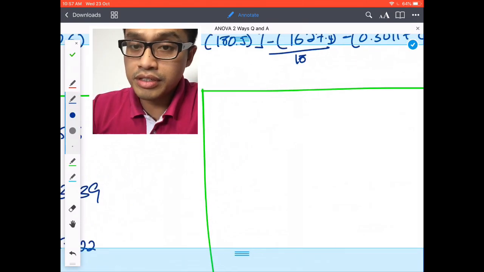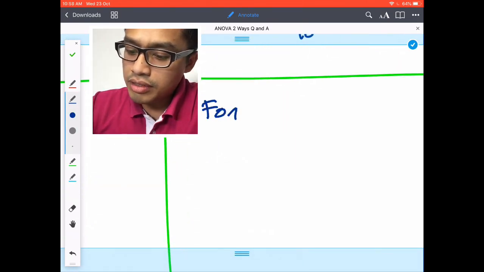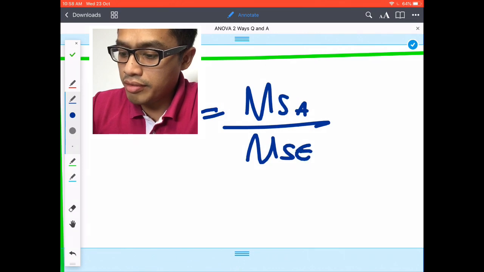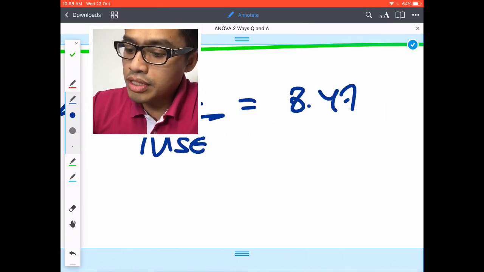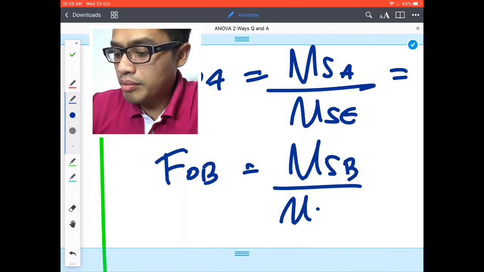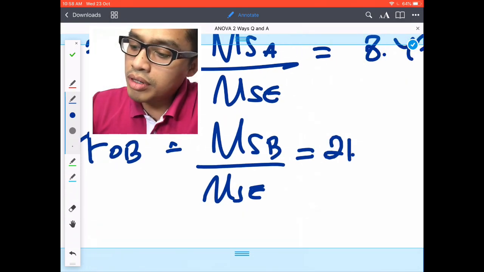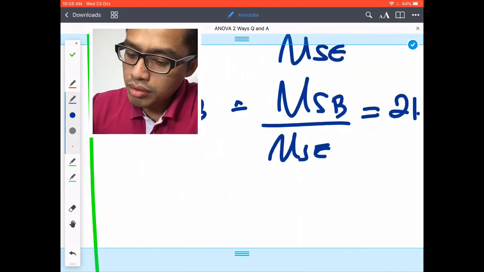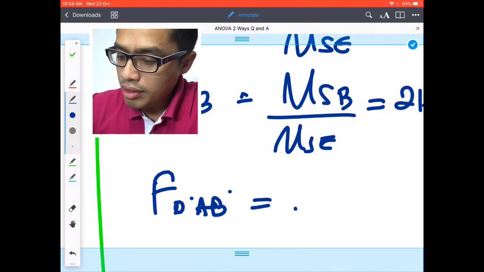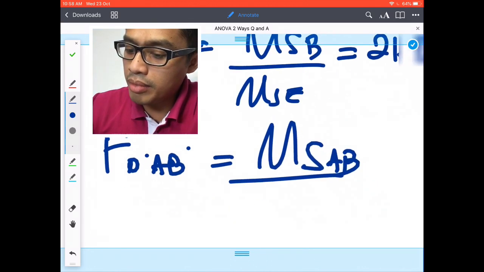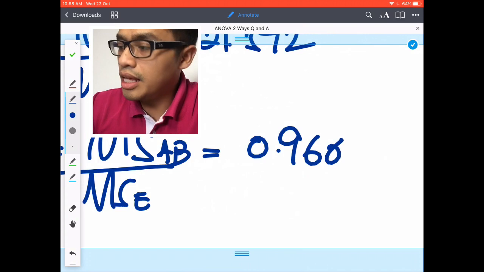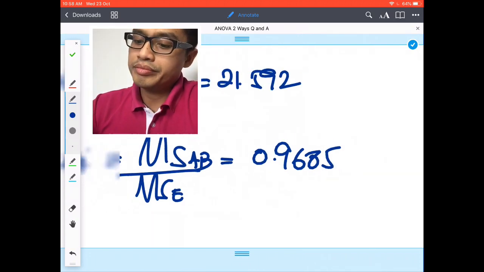Let's calculate F0. F0 A is MSA over MSE, 8.47. F0 B is MSB over MSE, 21.592, sorry. F0 AB is MSAB divided by MS error, 0.9685. Okay.